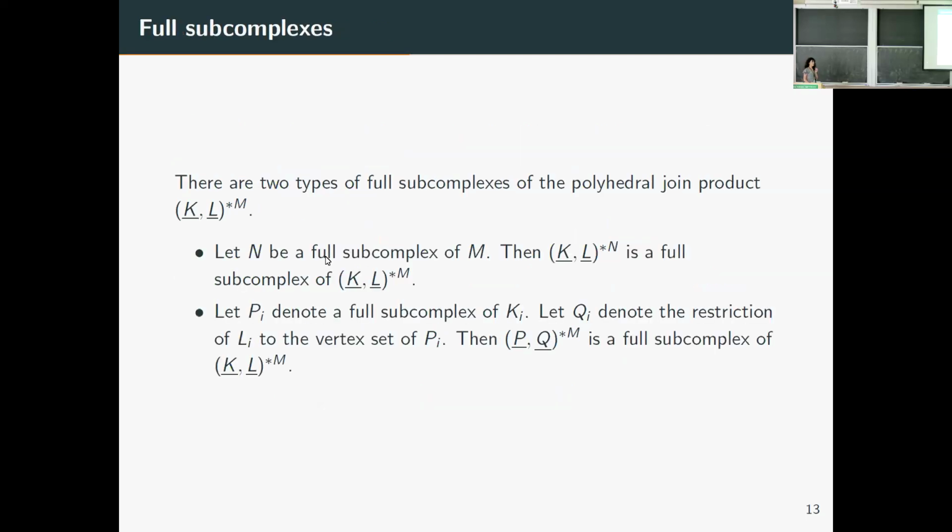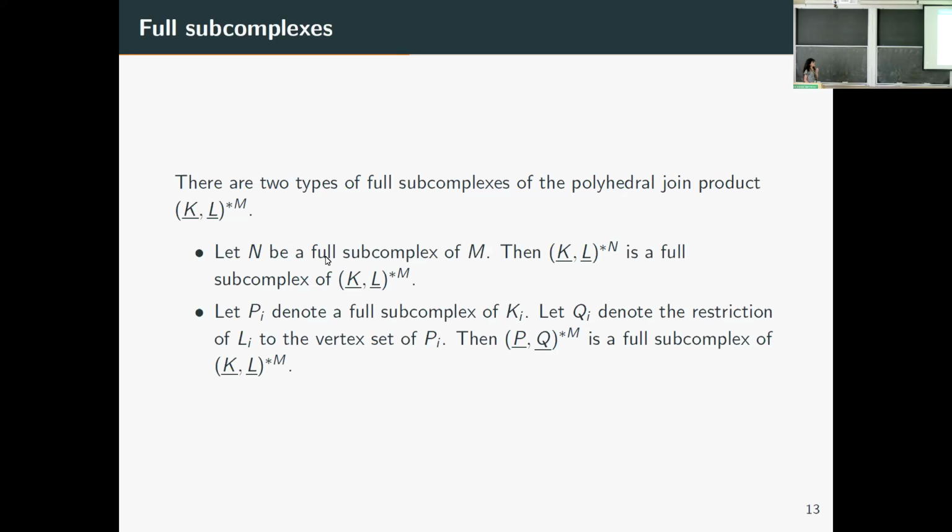Finally, to round this section off, I just want to talk about the full subcomplexes of the polyhedral join product. There are two types of full subcomplexes. The first arises from the full subcomplexes of M. If we let N be a full subcomplex of M, then the polyhedral join product on N is going to be a full subcomplex of the polyhedral join product on M.